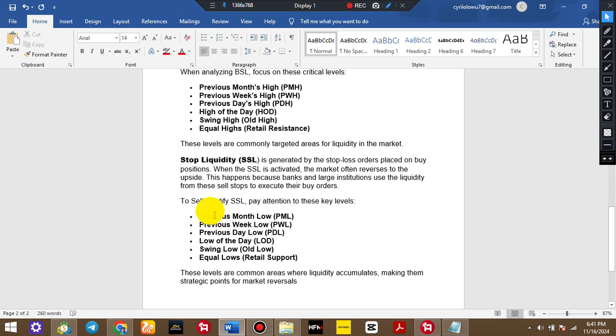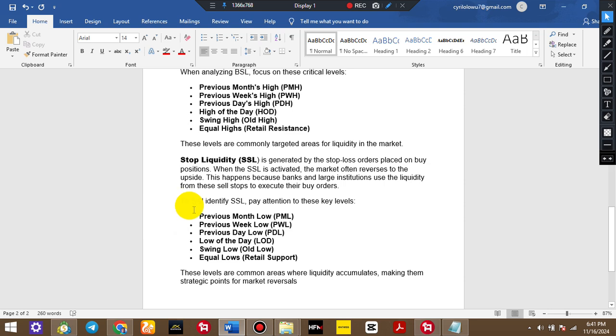But for now, just know that the sell stop liquidity is triggered for buying, while the buy stop liquidity is triggered for selling. Have it in your mind that these are two different activities in two opposite directions.